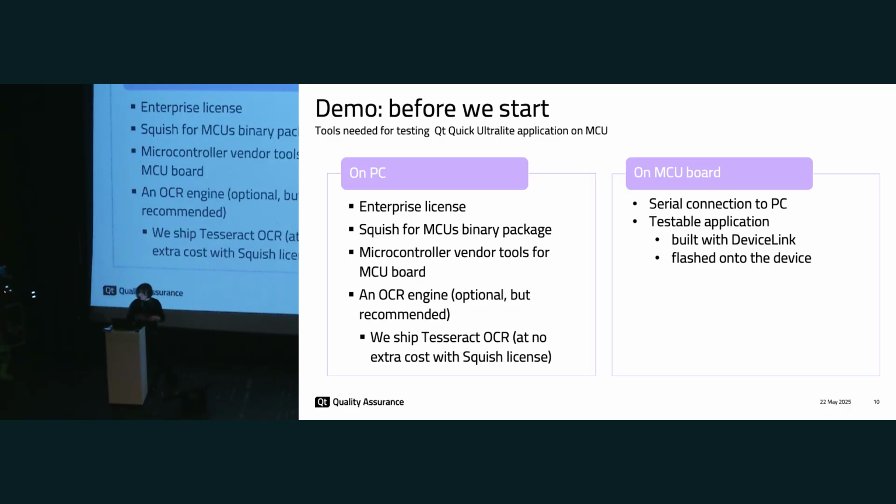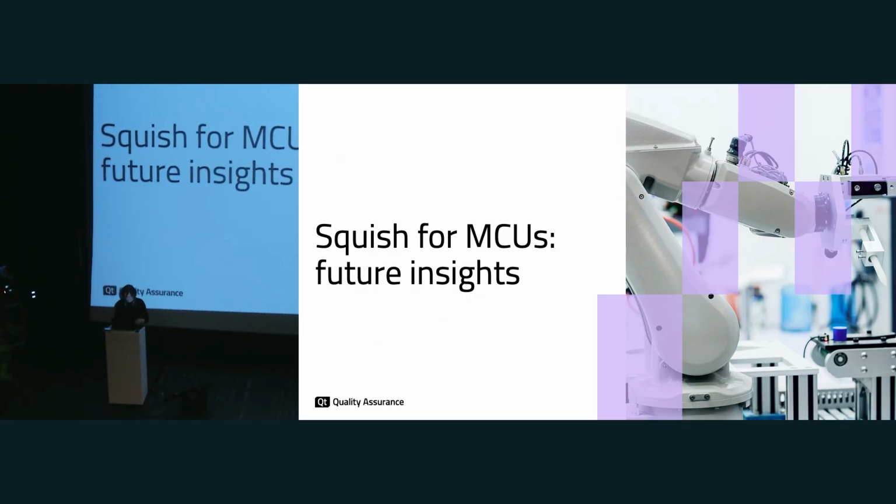And on the board itself, as I said, there is a serial connection to my PC. I need the application, which needs some extra tweaking, some extra rebuild to be actually made testable. It needs to have this device link enabled. If you remember, that's this tiny piece of code that injects the user input into the application and helps us retrieve the data. And then I will use the vendor tools to flash the application onto the device. All right.